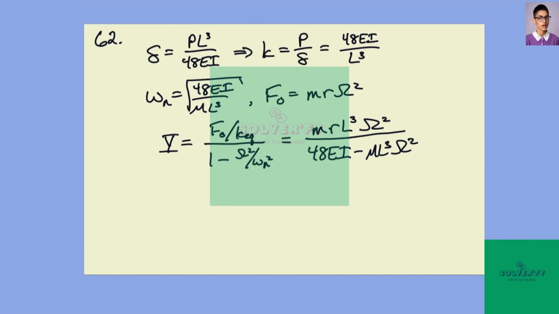So in this problem, we have a motor that's spinning some unbalanced mass, and it is supported by a beam. So we have a beam here, simply supported, a motor in the middle of it, generating some force.